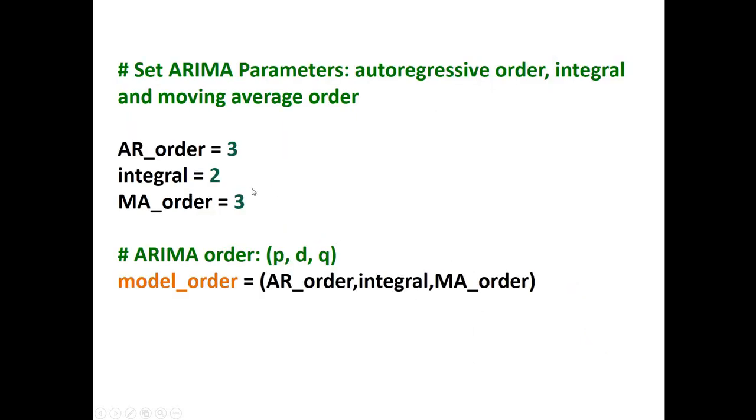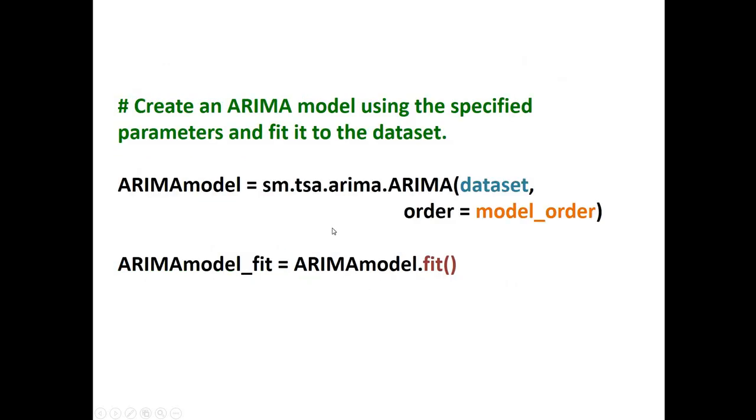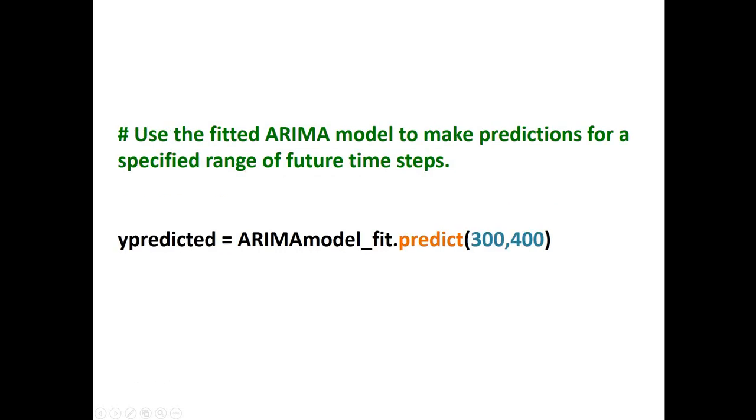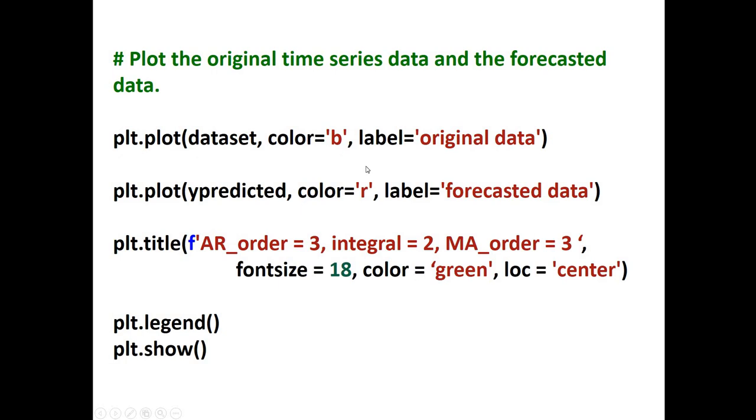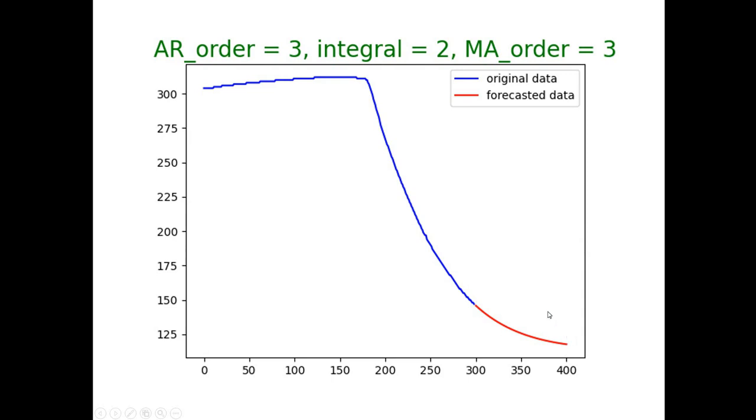After that you are passing AR order equal to 3, integral order equal to 2, MA order equal to 3, let's say, and you are calling an ARIMA model here and fitting that ARIMA model. And when you do this, it predicts the future values, another 100 values here. And when you plot the forecasted output, you see that the red curve is able to forecast intelligently. It is not just forecasting the initial value. See, it is forecasting the latest values, and the trend is looking very good.